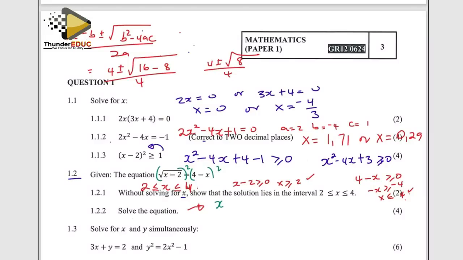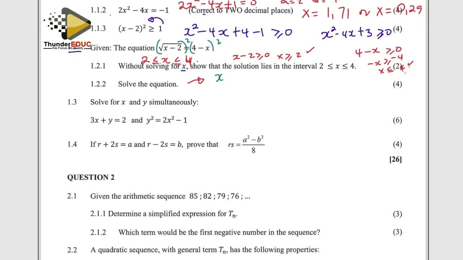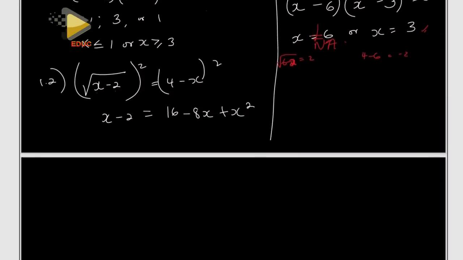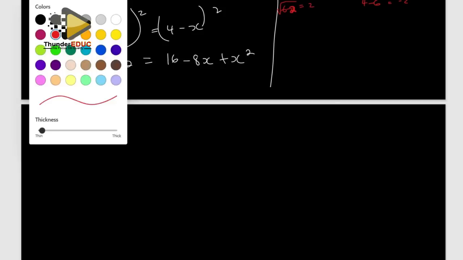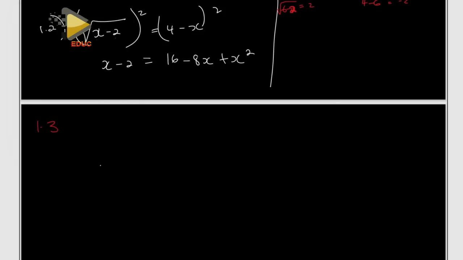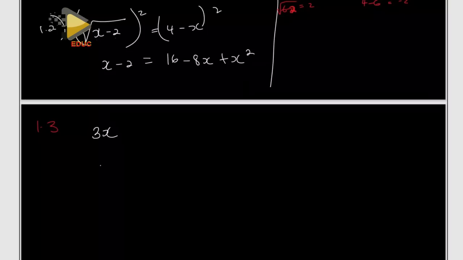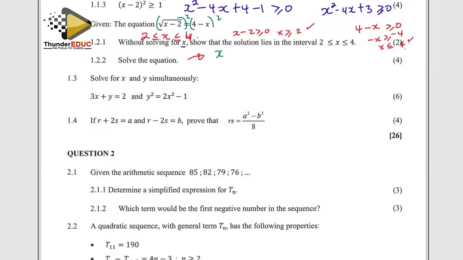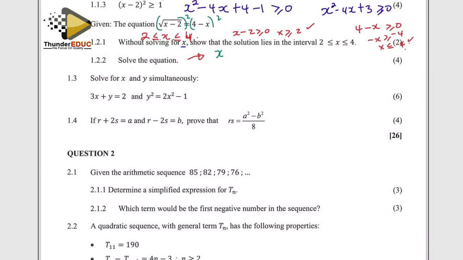Then 1.3, solve x and y simultaneously. 6 marks, so I need quite a lot of space. I'll say this is 1.3. Okay, so we have 3x plus y is 2. And then the other one is y squared is equal to x squared minus 1.